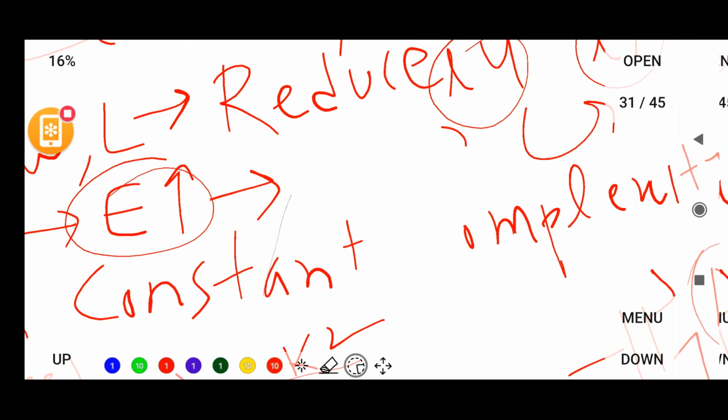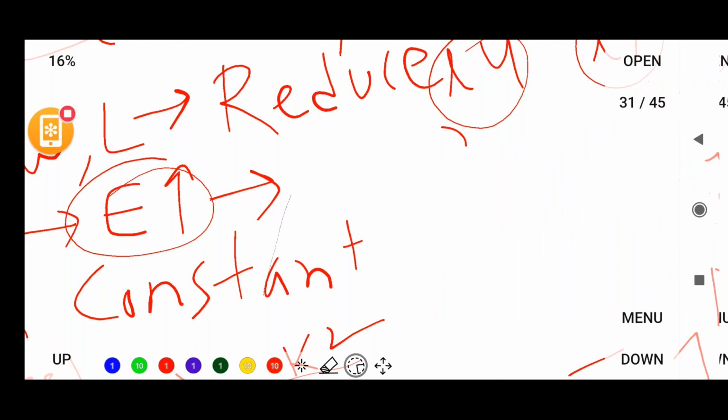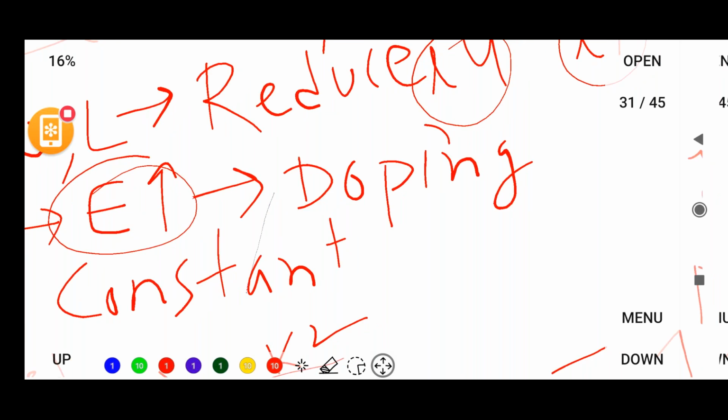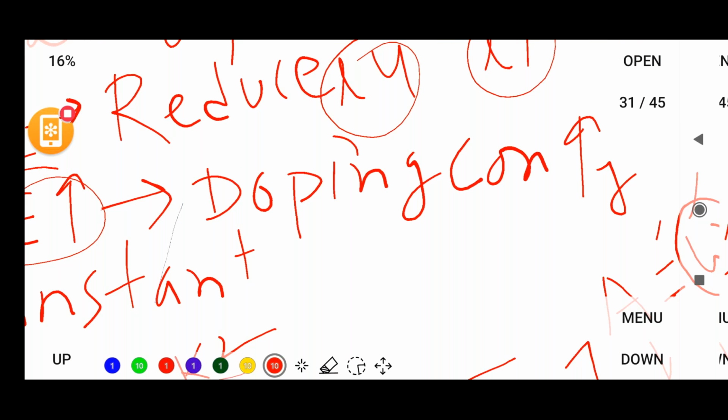Your doping concentration must be increased. I have noted it down here. To keep the electric field constant, your doping concentration is increased. So in this case your electric field is controlled. That method or concept is known as the constant field scaling. Constant field means your electric field is constant at all times, even if you change the parameters at the device level.